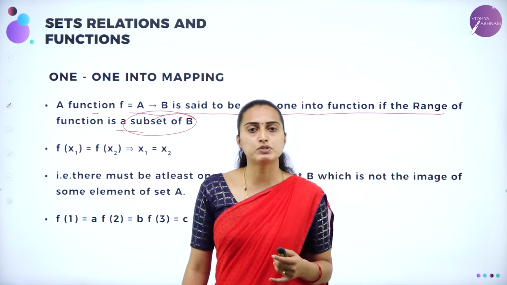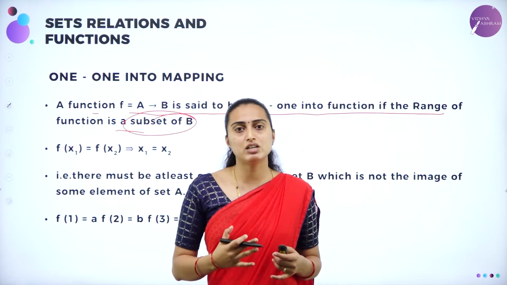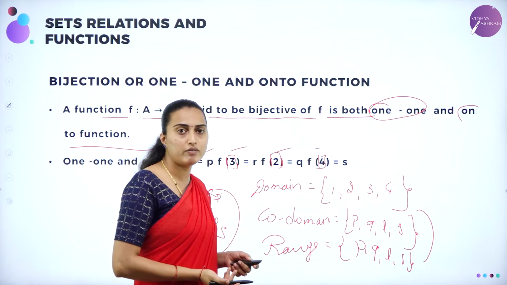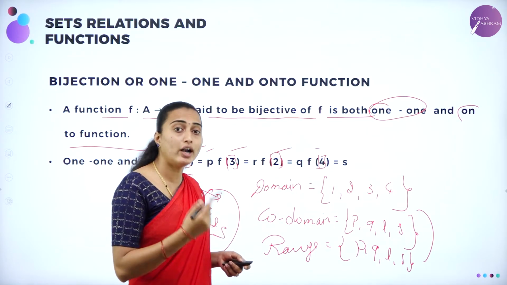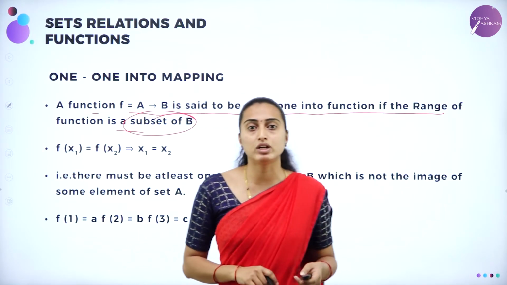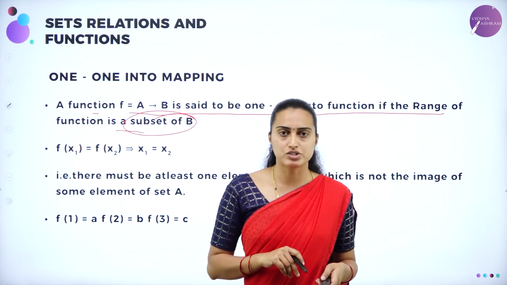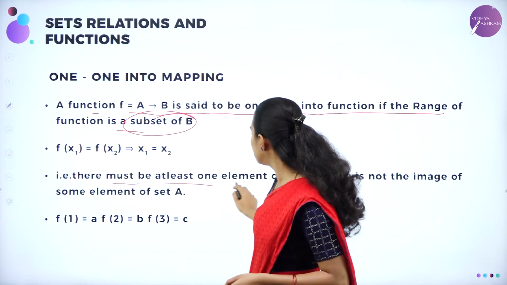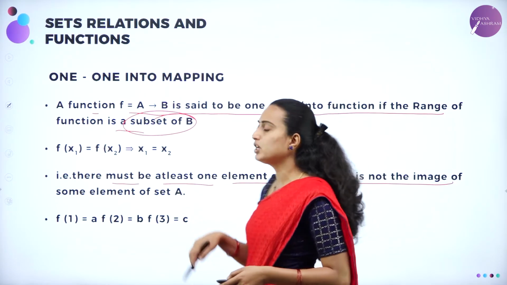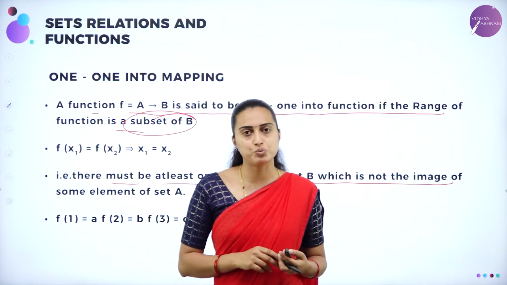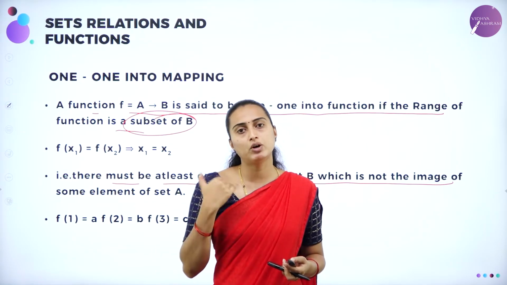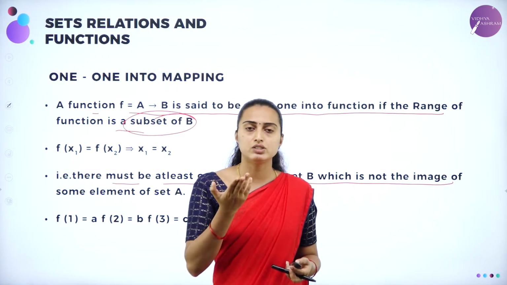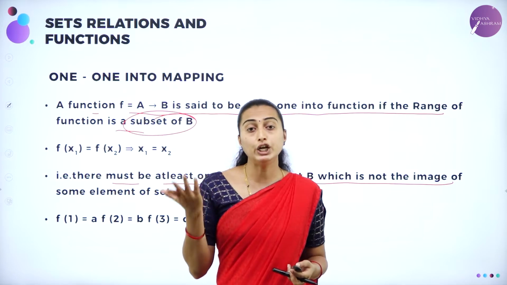Range of the function is a subset of B means the range will be a proper subset. Whenever the range is not equal to the codomain, it is going to be known as a 1-1 and into function. One element is left out. There must be at least one element of set B which is not the image of any element of set A. That codomain element does not have a preimage in set A, and that is going to be known as a 1-1 and into function.